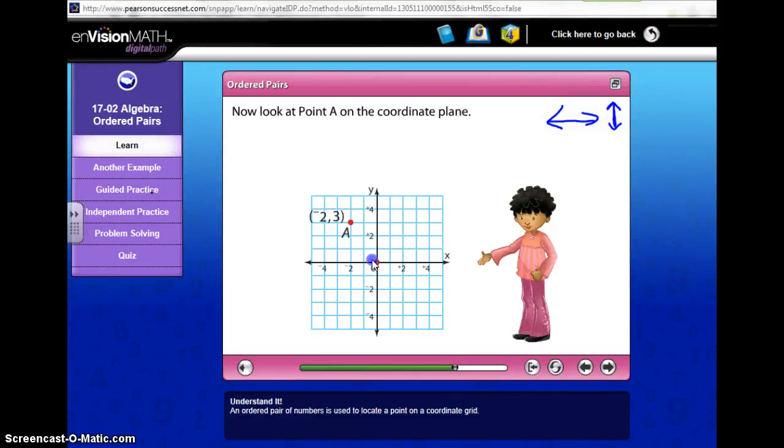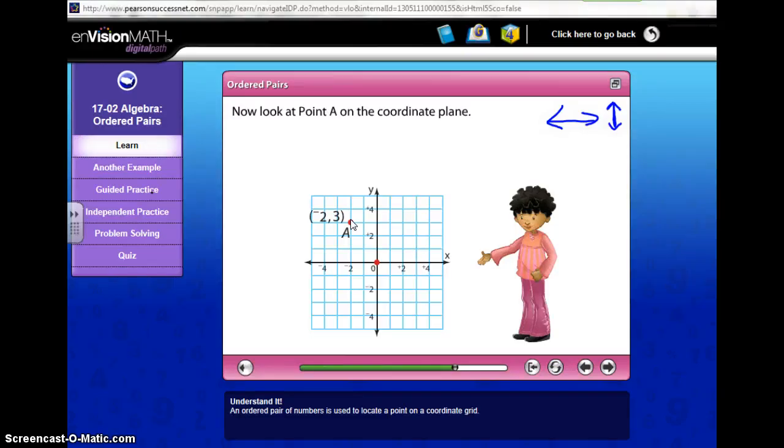In this case, we're going to go over -2. So that's the first number I write. And then we're going to go up 1, 2, 3. Up 3. So that's +3. So you don't have to put a plus sign. You can, but it's optional. But if it's negatives, you do have to put the negative sign.